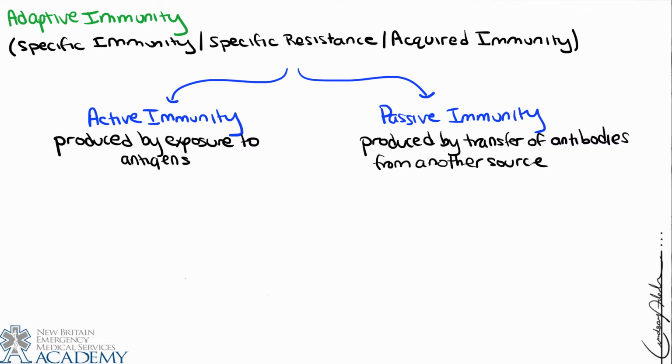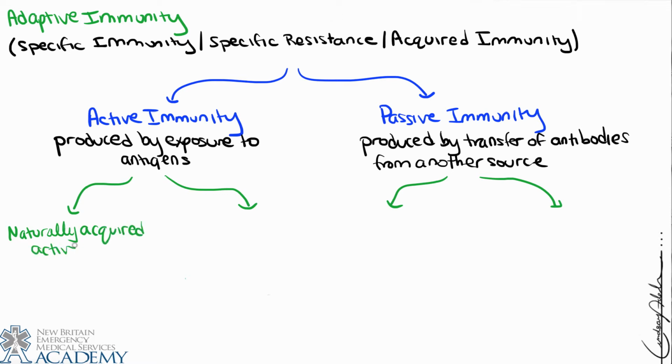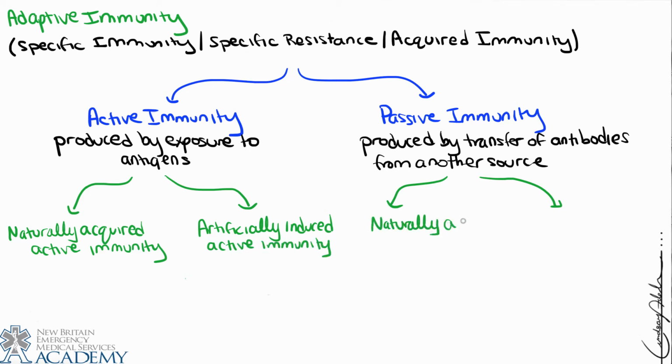We can further break down these classifications into four basic categories. And these four basic categories, I think, are definitely the things to remember because when we consider the examples for each, I think it's easier to keep in context what the immune system is doing in these different circumstances. So first we have naturally acquired active immunity. Second, artificially induced active immunity. Third, naturally acquired passive immunity. And fourth, artificially induced passive immunity.